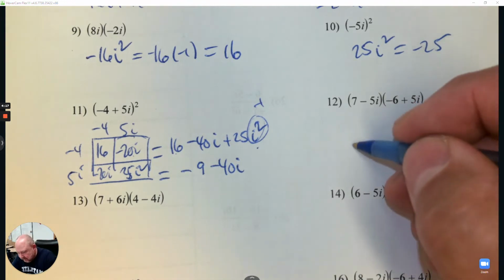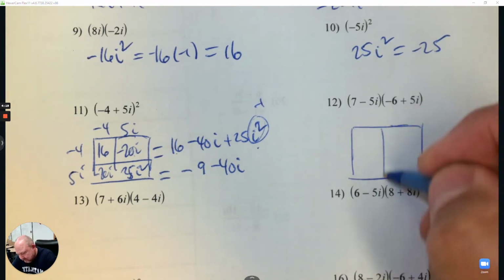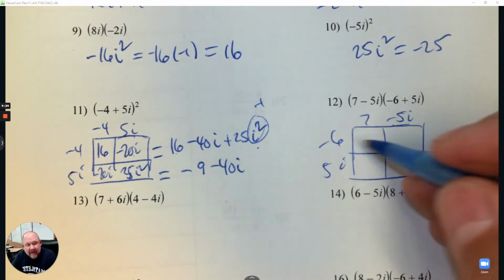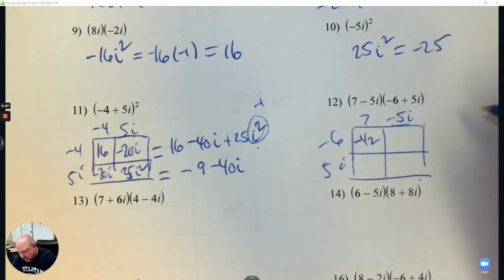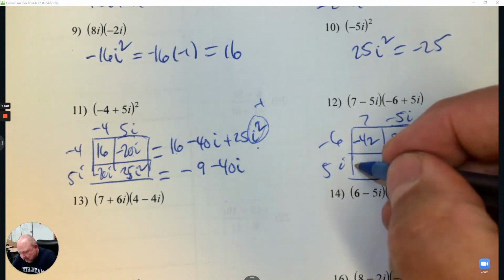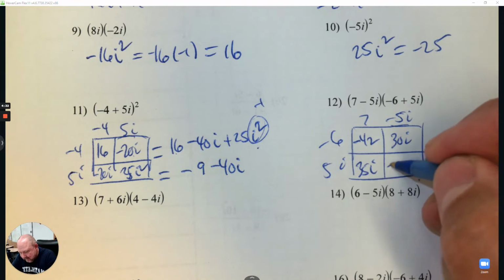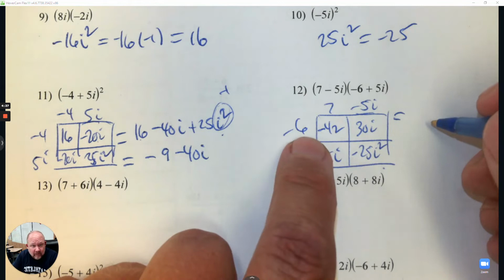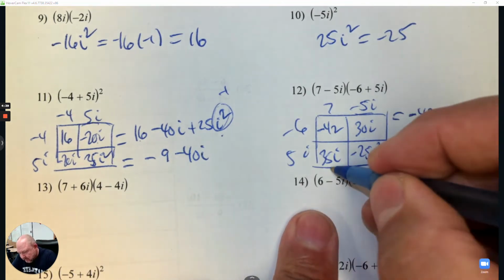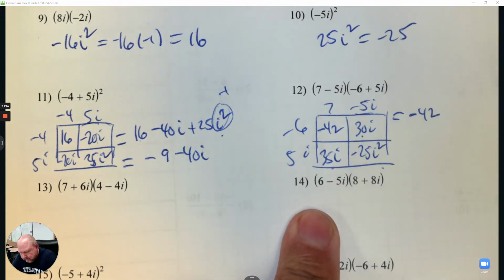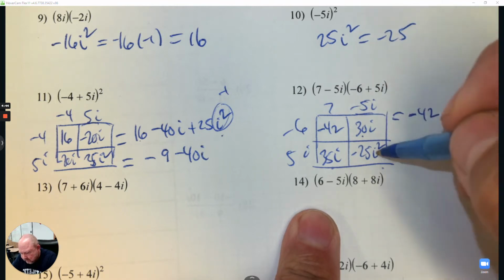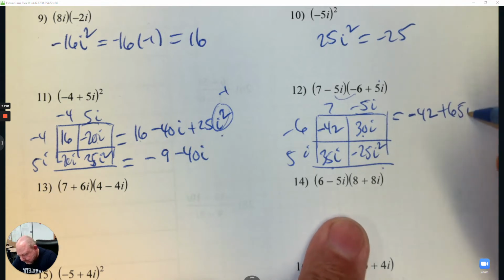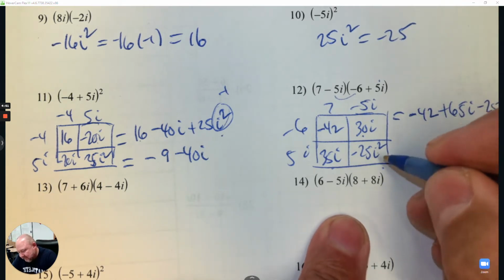All right, let's multiply this out. So 7 and -5i, -6 and 5i, and then multiply for each square. So that's -42, positive 30i, 35i, and -25i squared. So we're going to combine like terms. So we have -42, we have 35 and 30. Is that right? Or did I miss a negative? No, 35, positive, positive. So that's 65. And then I have -25i squared.